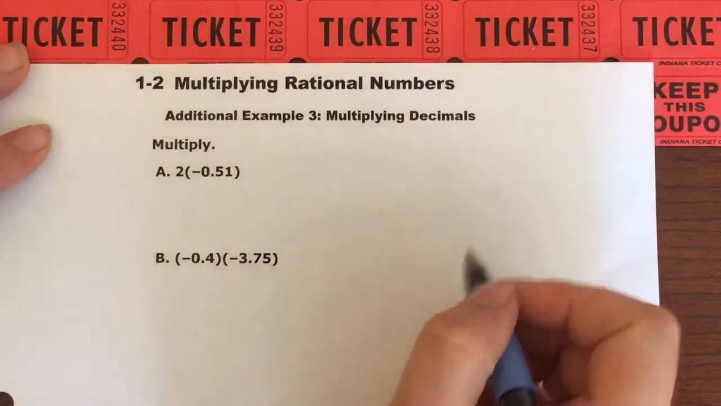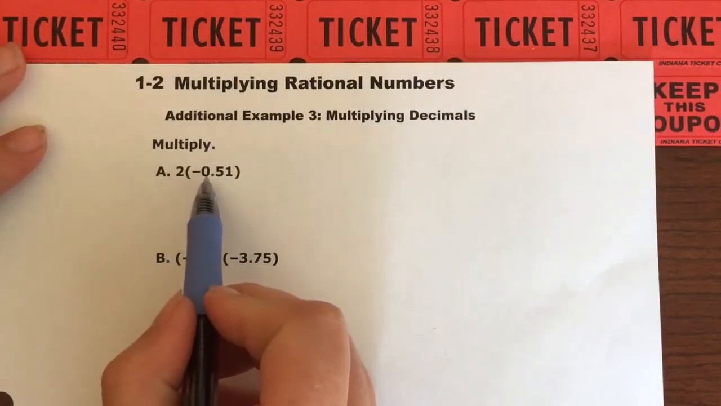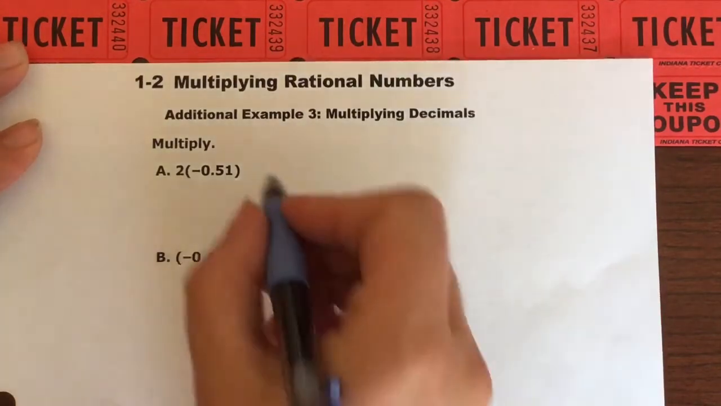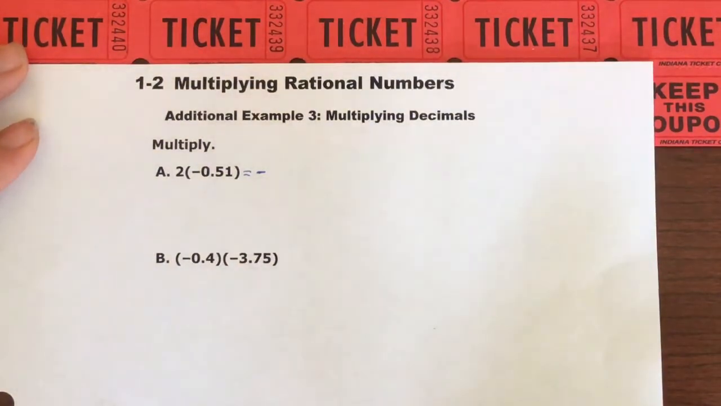So here we go. I noticed that 2 is positive and that 0.51 is negative. So when I have a positive times a negative, I know right off the bat that my answer is going to be negative. Okay, so I'm not going to really worry about that negative right now.